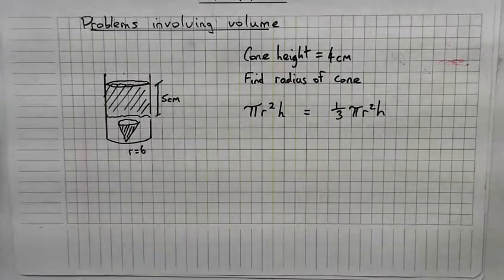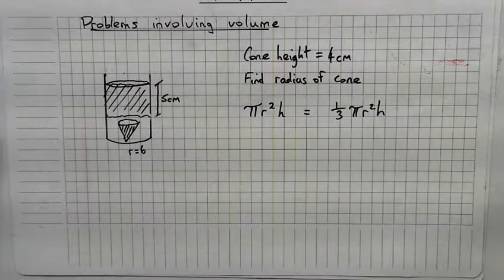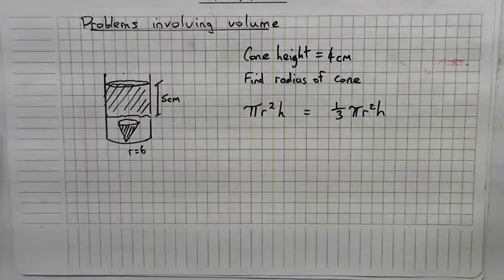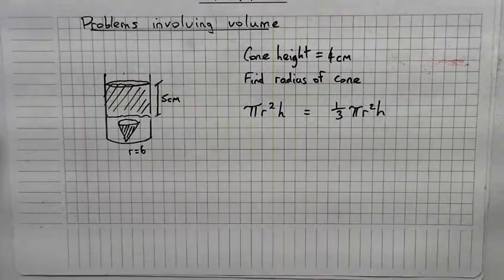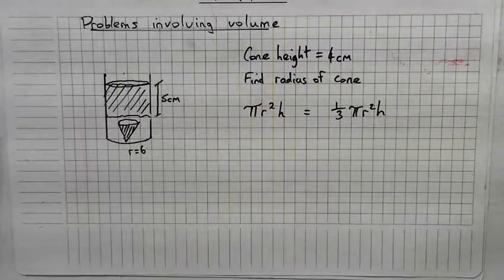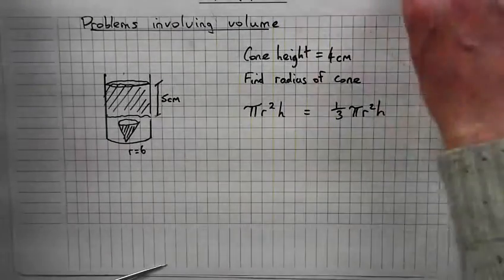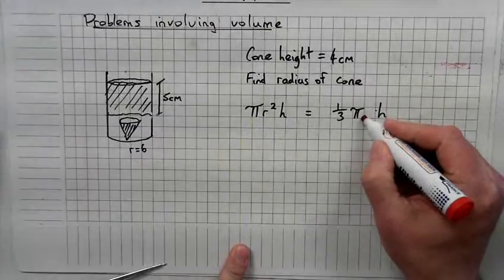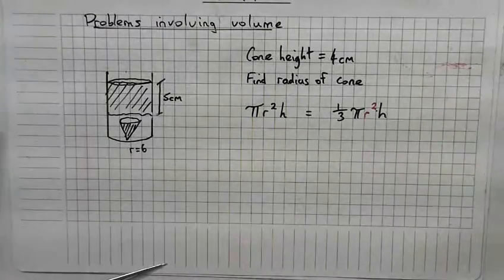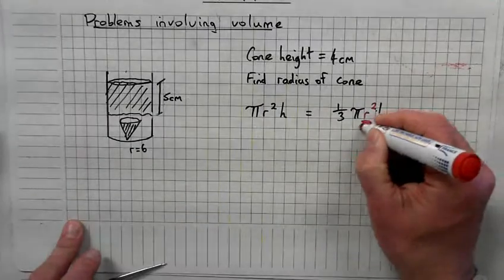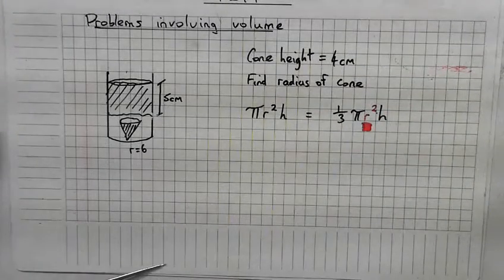Well, I told you what the first step is: to cancel pi from both sides. The next step is to fill in your values of R and H for the cylinder, and you have the height of the cone. So the only thing you're looking for is R squared of the cone. The thing in red, that's what you're looking for. Can everybody see it?